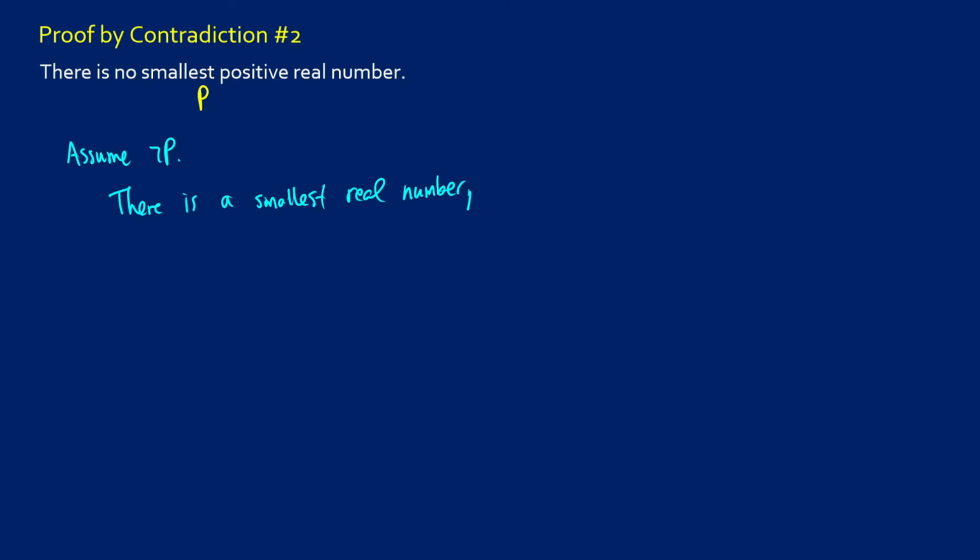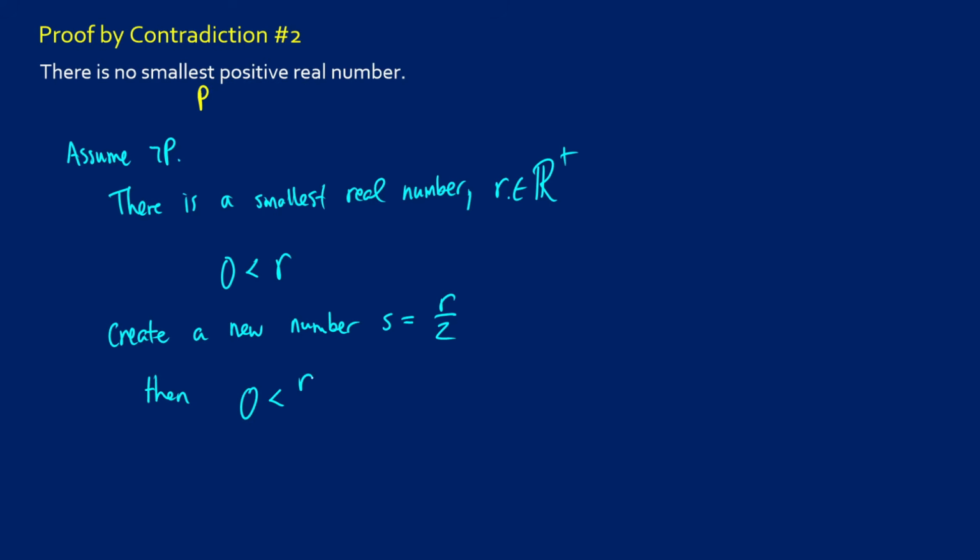Well, let's call this number R. Now, here's what I'm going to do. I'm going to say that it's a positive real number, so we're going to specify that specifically. It's not in the integers, it's in the real numbers, and it's positive. So we know that R is going to be greater than 0. But I'm going to create a new number S, and we're going to define this as R divided by 2. Well, then 0 is less than R divided by 2, which is less than R, which is the same thing as 0 being less than S, which is less than R.